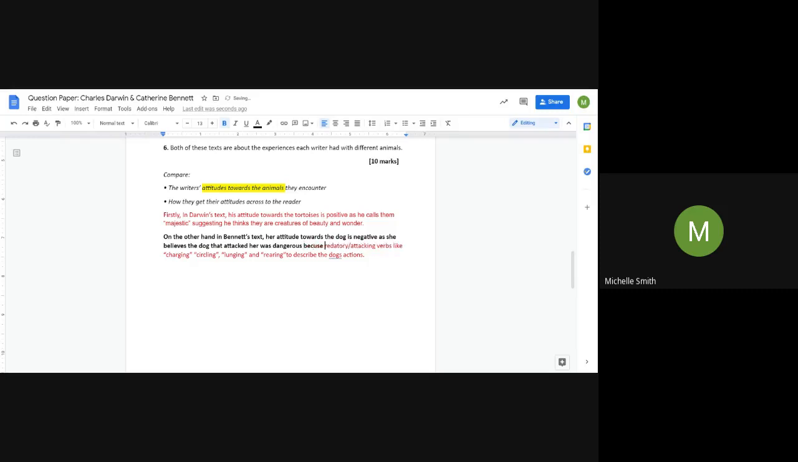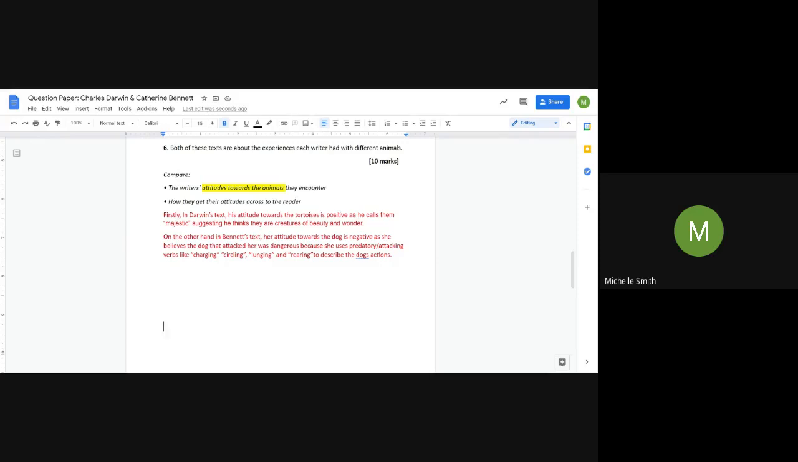So I'll put a because. Come on, Michelle. Okay. Let's make this red too. This is our answer, text color. Okay. On the other hand, in Bennett's text, her attitude towards the dog is negative, as she believes the dog that attacked her was dangerous. So that's her attitude. Yeah, it was dangerous, because she uses predatory or attacking verbs like charging, circling, lunging, and rearing to describe the dog's actions.